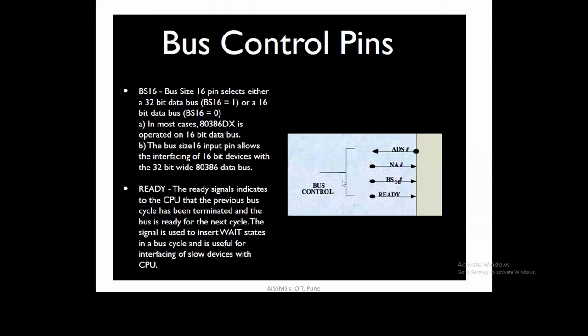If this pin is not active, it means that the previous bus cycle requires some time to complete. So what does the CPU do? The CPU inserts a wait state in the bus cycle. It is useful for interfacing slow devices with the CPU to complete their bus cycles.